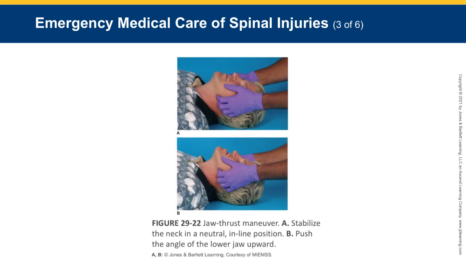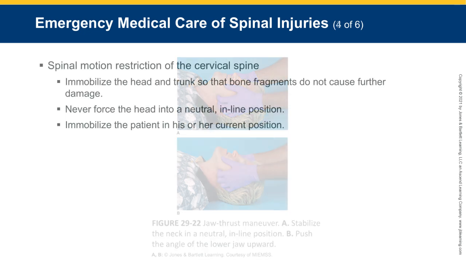This slide illustrates the correct application of the jaw thrust maneuver. One rescuer stabilizes the neck in a neutral position, while another pushes the lower jaw forward to open the airway. This technique is crucial for preventing additional spinal damage while maintaining a patent airway.